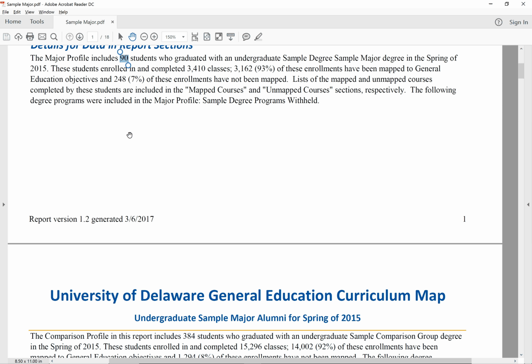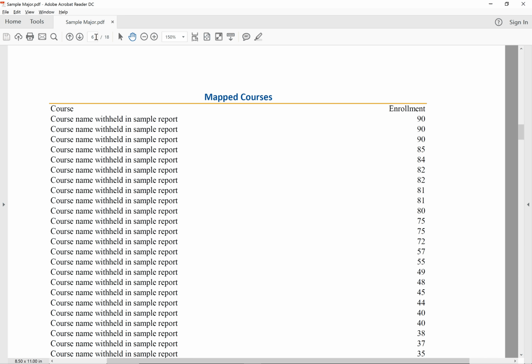That information is shown in a few different places in the report, and here's one of them. Once I know that the right students have been included, I want to be assured that the right courses were included. Each report includes 2 lists of courses. The first list of courses is all of the courses that are included in the major profile. These are the courses that were mapped.